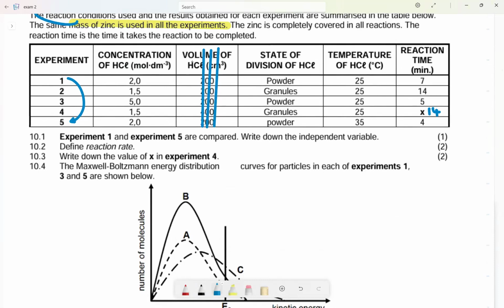Write down the independent variable. What is the independent variable? It is a variable that is changed. Let's see. Concentration is still the same. Okay. This is powder. Powder is the same.